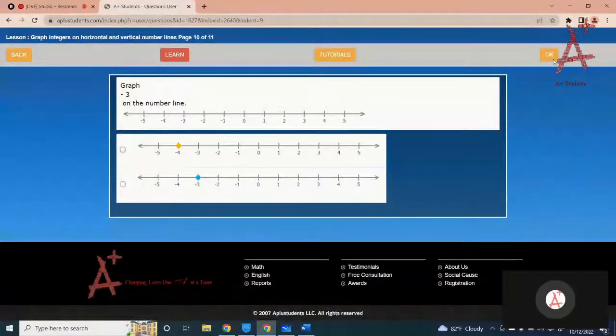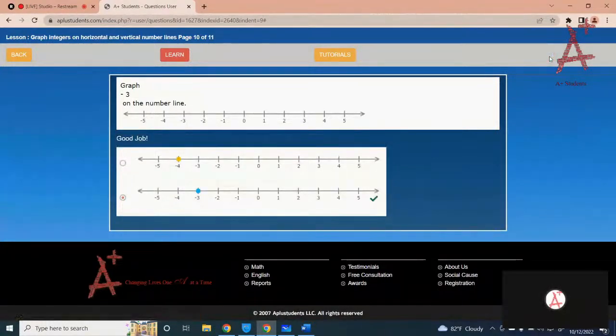Okay, graph negative 3 on the number line. So which graph represents negative 3 on the number line? The second one. Very good. Here you have negative 3 on the number line. So select the correct option and click on the OK button.